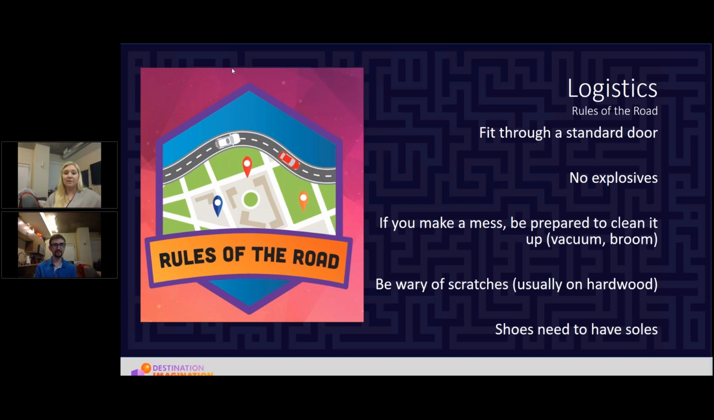And then be wary of scratches. Typically the technical challenge is housed in a gym, and sometimes gyms get brand new gym floors and are very, very picky about what we're allowed to do on those floors. We see a lot of ball bearings, and those tend to destroy the floors. So just think about what your team is building, and more or less, if you won't let them run it on hardwoods at home, we're probably not going to let them do it at tournament.